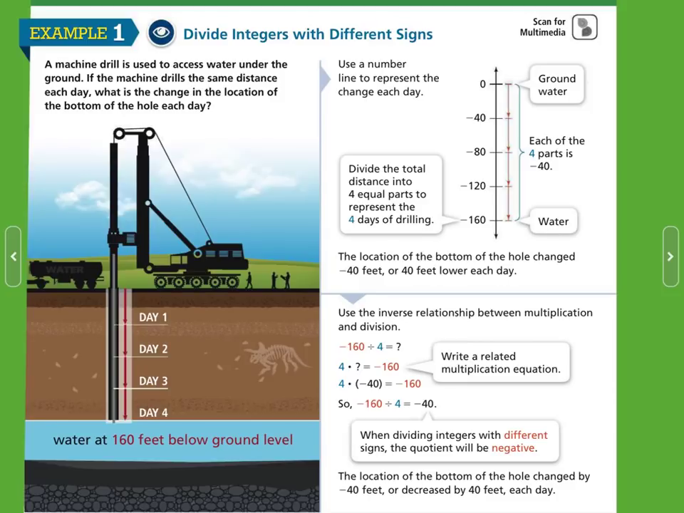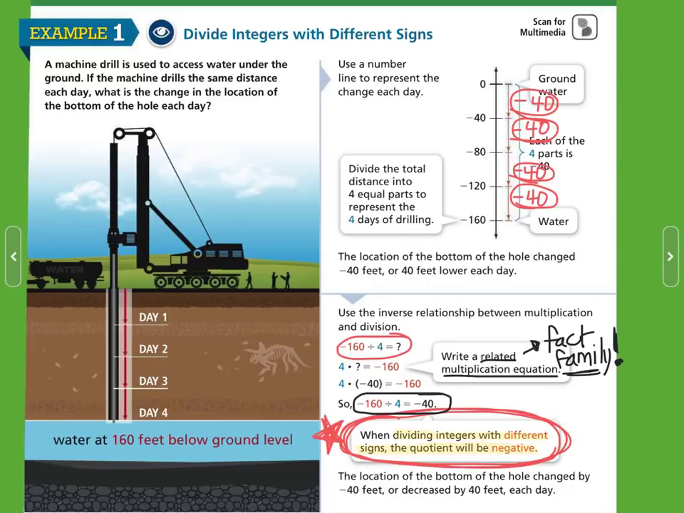Take a moment to read through example 1. In this example, we're going to learn to divide integers that have different signs. Pause the video while you read through the question and the solution, and come back for more information. For this problem, notice that the machine drill drills down the same distance each day for 4 days. The total distance covered was negative 160, or 160 feet below ground. That means that each day the machine drill would have had to have drilled down 40 feet because negative 40 times 4 is negative 160.